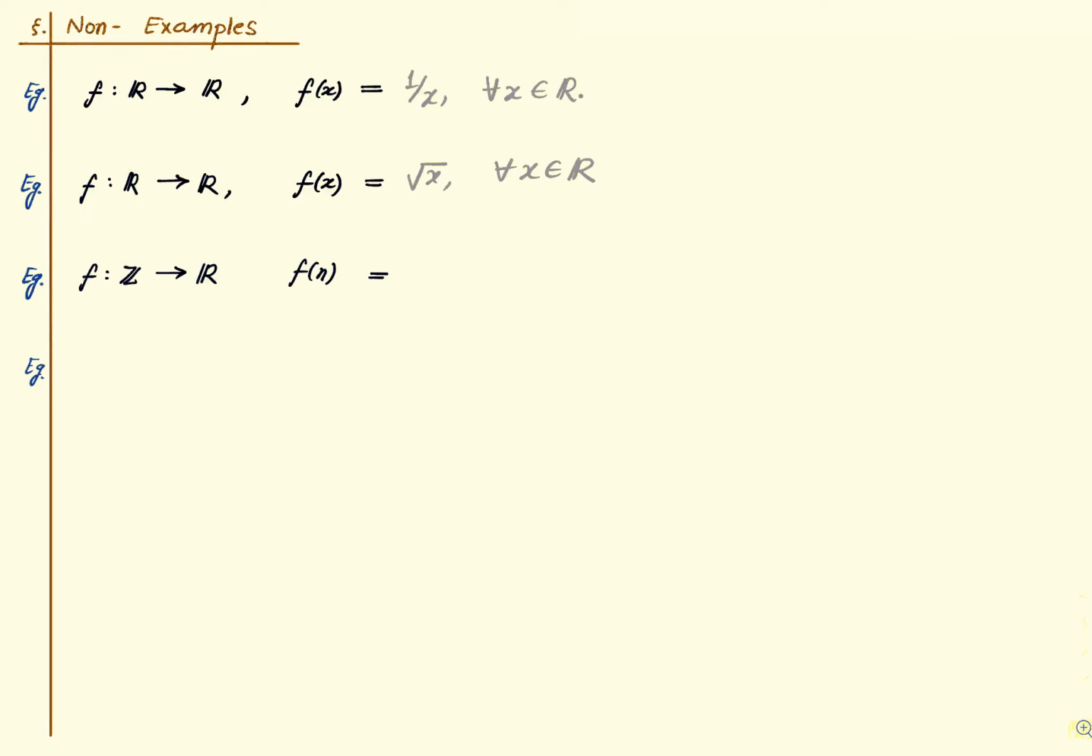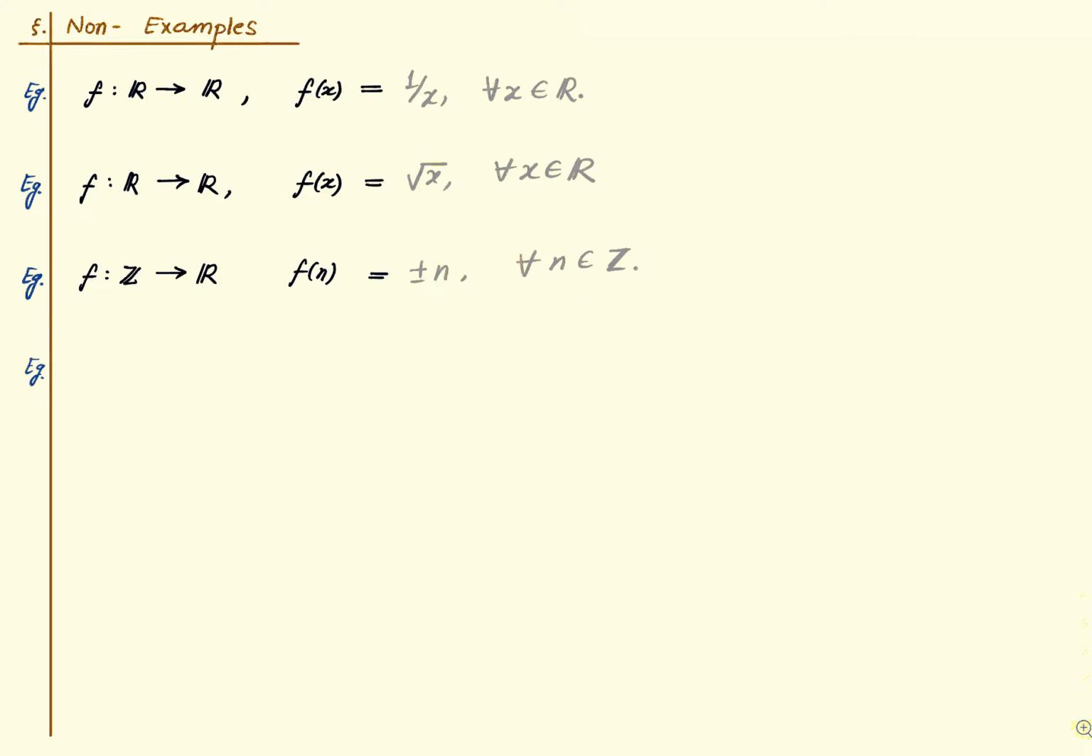Okay. Another example, Z going to R in the following fashion. f(n) is plus or minus n for all n. Now what is the problem here? It takes an input, it is outputting real numbers, but it is not outputting a unique real number. When we defined a function, we said that it takes an input and gives you a unique output corresponding to that input. But here you are getting two outputs corresponding to one input. And hence this is not a function.